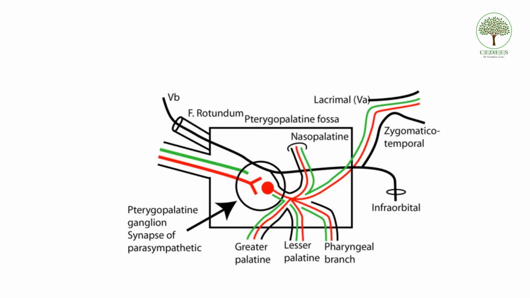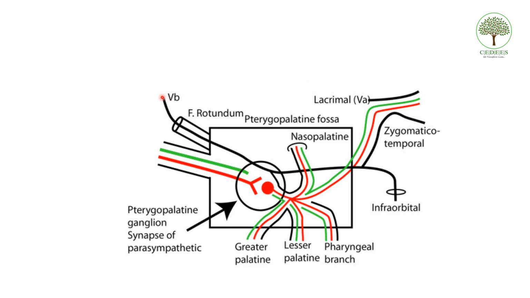Okay, look at this slide. You can see there are black, green and red. These are nerve fibers. This is the ganglion, pterygopalatine ganglion in the pterygopalatine fossa. So these red fibers arise from the greater petrosal nerve, which is the branch of the facial nerve, reach the ganglion and synapse at the ganglion. This is very important. Listen, it synapses at the ganglion and gives postganglionic fibers to various glands.